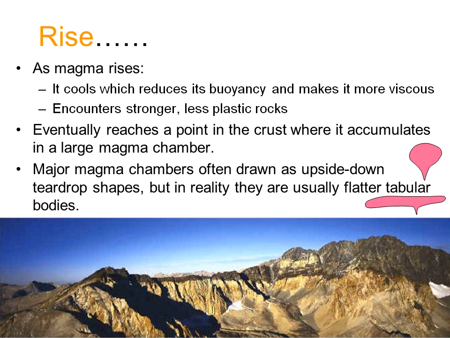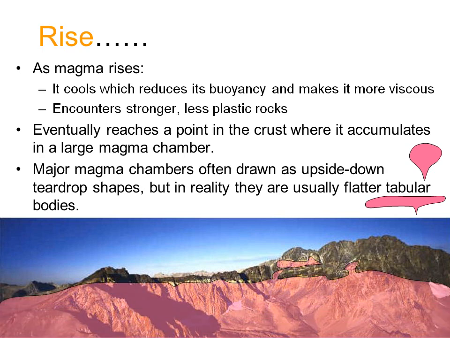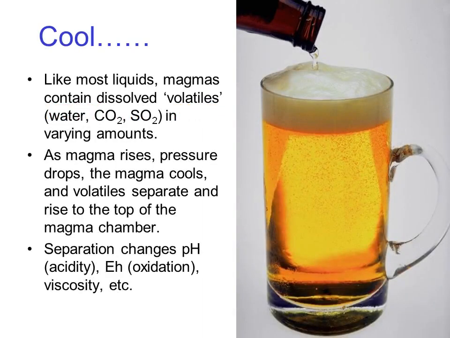Eventually it cannot rise any further, and it accumulates in a large magma chamber where it starts to crystallize. Incidentally, magma chambers are often drawn as upside-down teardrop shapes, like the shape on the right of the image, but in reality they're usually flatter tabular bodies, like this one that has been exposed by erosion in the Sierra Nevada. Once the magma reaches the magma chamber and stops rising, it continues to lose heat to the surrounding rocks and the magma cools.